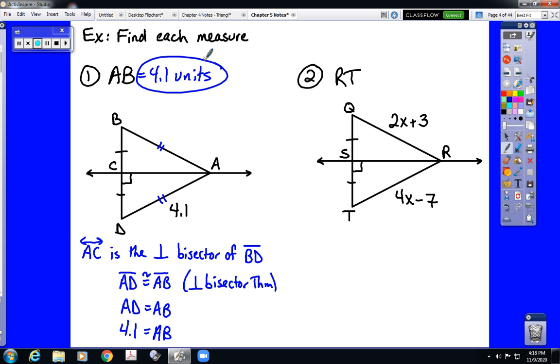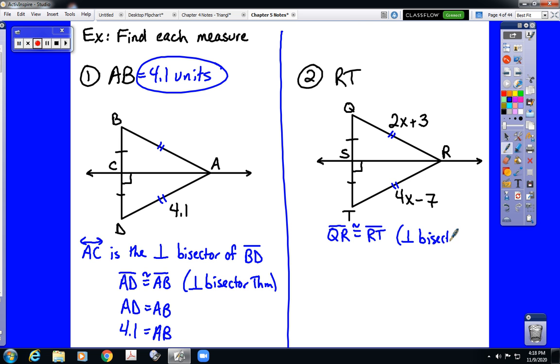Same exact reasoning though. We can state that QR and RT are congruent because of the perpendicular bisector theorem. We clearly have it marked that RS is perpendicular to QT, see the right angle, and QS and ST are equal, meaning S is the midpoint. That means that RS is the perpendicular bisector of QT, and it means that R is equidistant from Q and T. Now, what that allows us to do is set up an equation to solve for x.